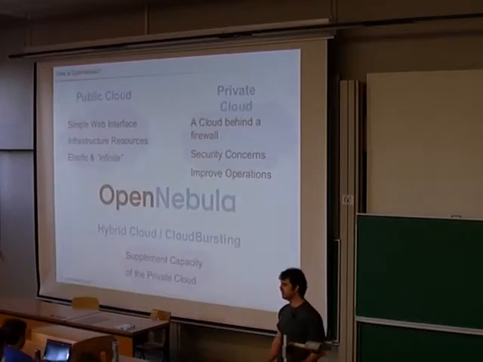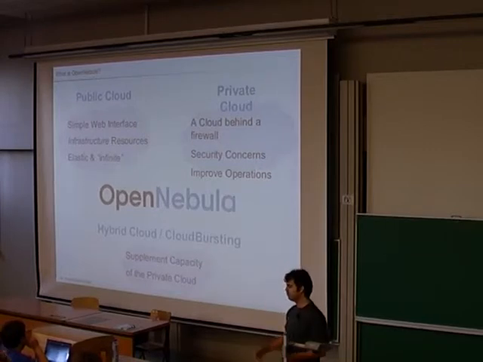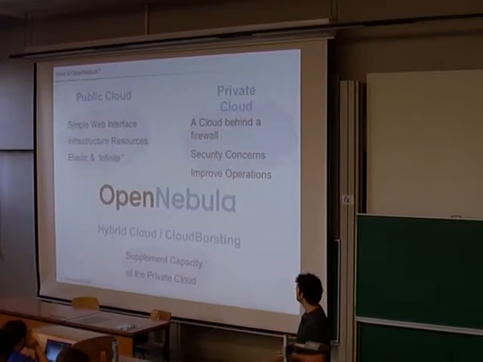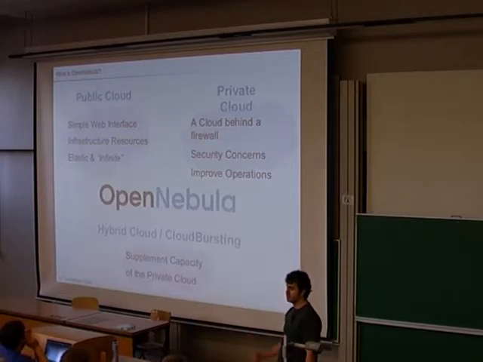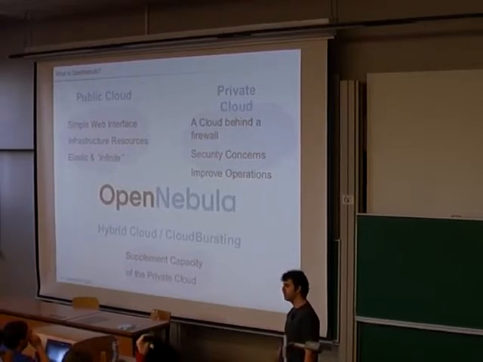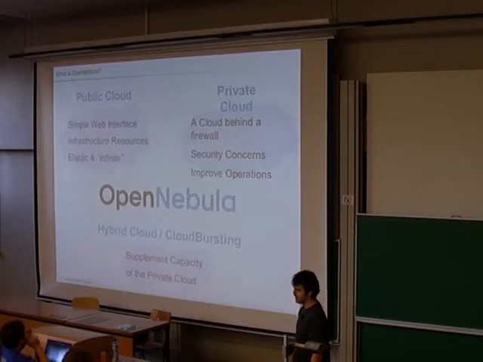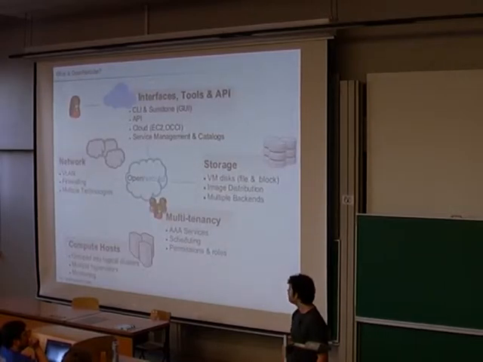So OpenNebula, just like CloudStack, is a cloud management solution. You can use it in private clouds. We have a private cloud API, and you can manage images, networking, and virtual machine support. You can also expose public cloud interfaces such as EC2 or our native one, which is OCCI, the Open Cloud Computing Interface. And we also have support for hybrid cloud. That means that we can communicate with Amazon services and do cloud bursting and hybrid cloud computing.